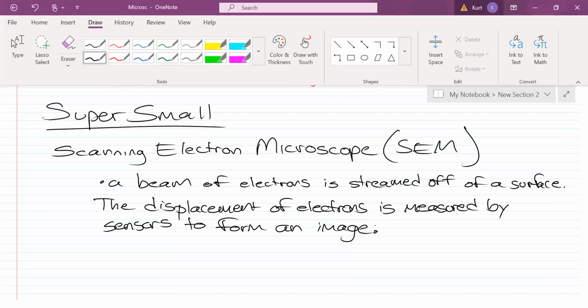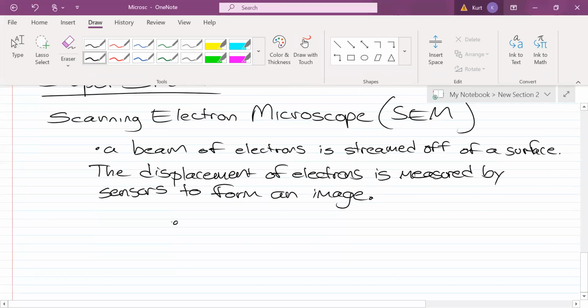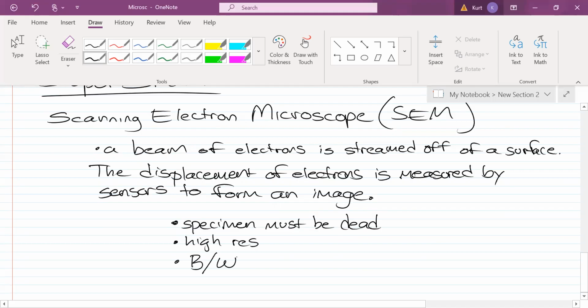So a few things with this. The specimen must be dead. If it was a living creature, it must be dead, because you're going to shoot electrons at it. If it's not dead, it's going to be dead. The image is very high res, very good resolution. The image is black and white, B&W.